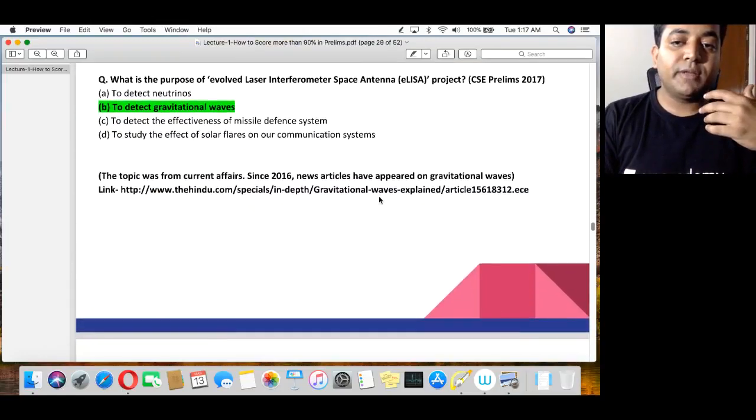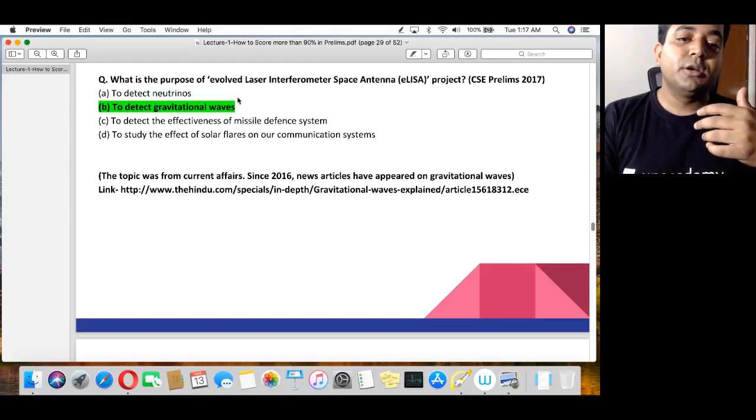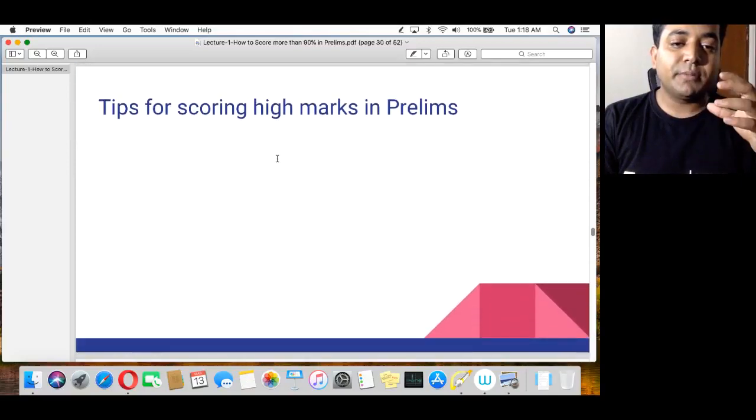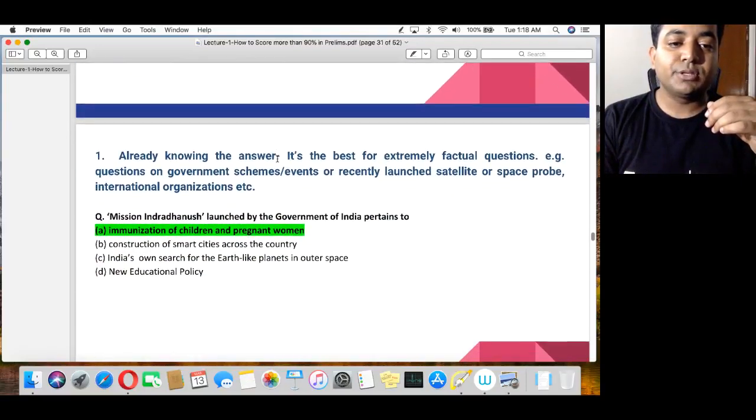What is the purpose of the eLISA project? This was asked in The Hindu. Basically, gravitational waves were explained in 2016. This was the article, so that is why the question came in the 2017 prelims, to detect gravitational waves. See, I can go on and on, but that is not the point of this. Let us summarize the tips for scoring high marks in prelims.